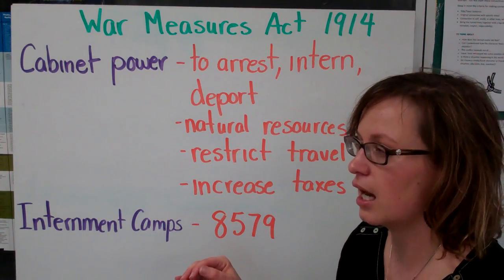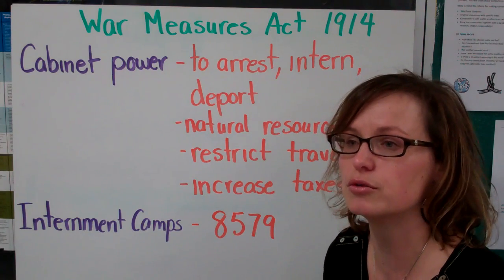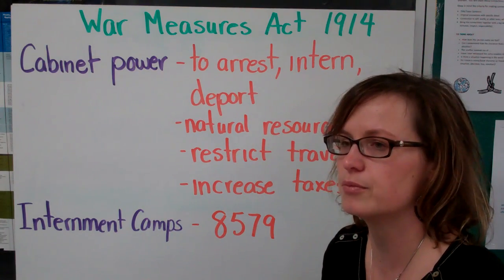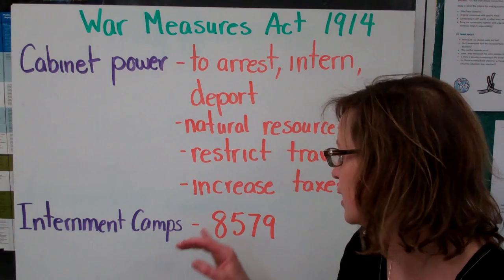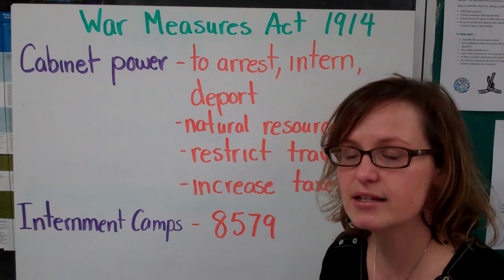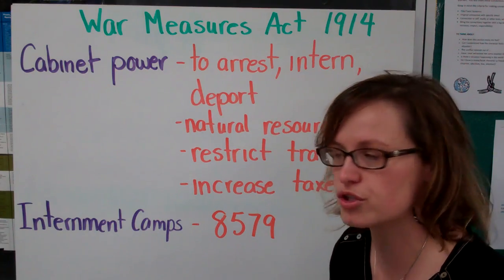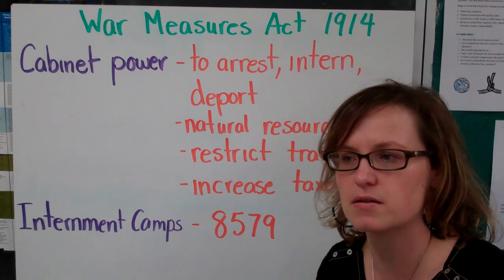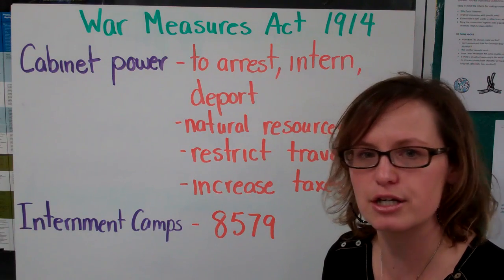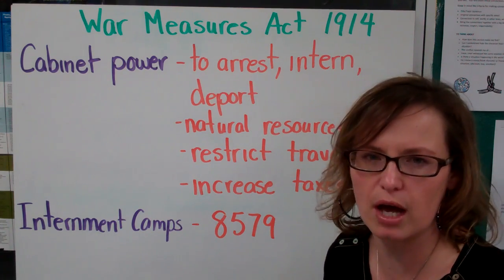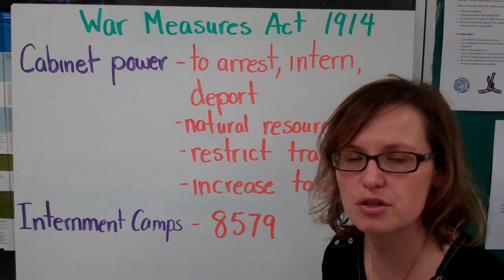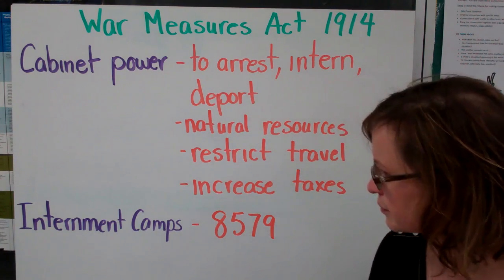They restricted travel, so you couldn't return to Europe, and travel between provinces was restricted. And they increased taxes. They needed to get money to pay for this war and pay for the soldiers, so they started to tax things that everybody used, like coffee and flour and sugar, to get some wealth so they could pay for the war.